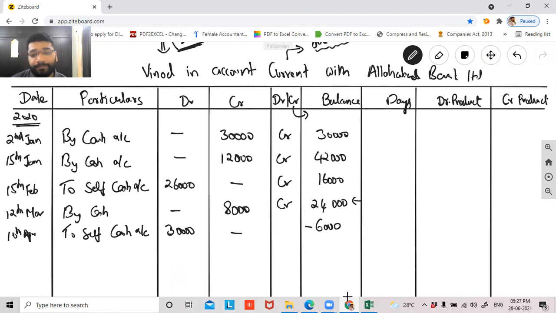Please tell me yes or no. Yes, sir. But in accounts, we don't write plus and minus. The plus and minus is represented by debit and credit. Credit means plus 30,000. Credit means plus 42,000. Credit means plus 16,000. Credit means plus 24,000. So if it is minus 6,000, guys, it is debit.